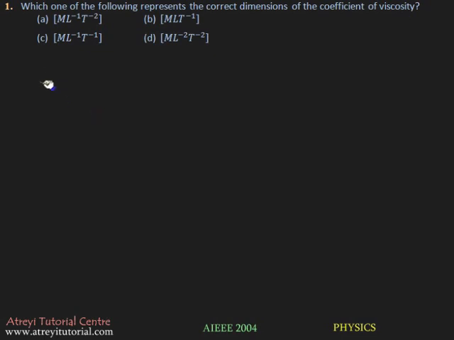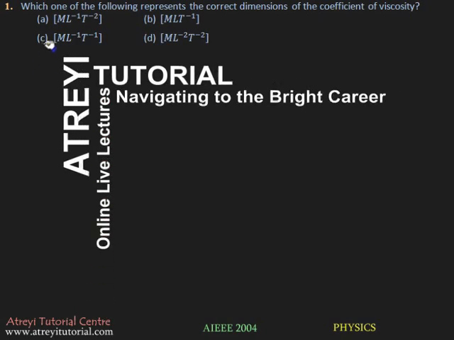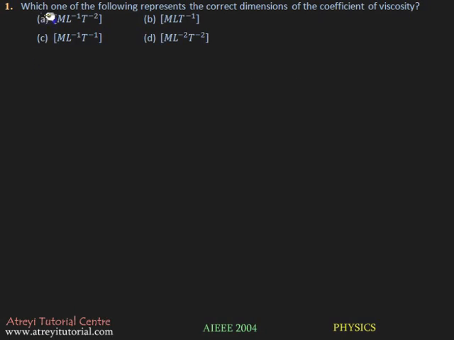Let's do the first question from AIEEE 2004, which is: which one of the following represents the correct dimensions of the coefficient of viscosity? Okay, let's see this problem. For the coefficient of viscosity, the easier formula to remember is Stokes law, F equal to 6 pi eta R V.